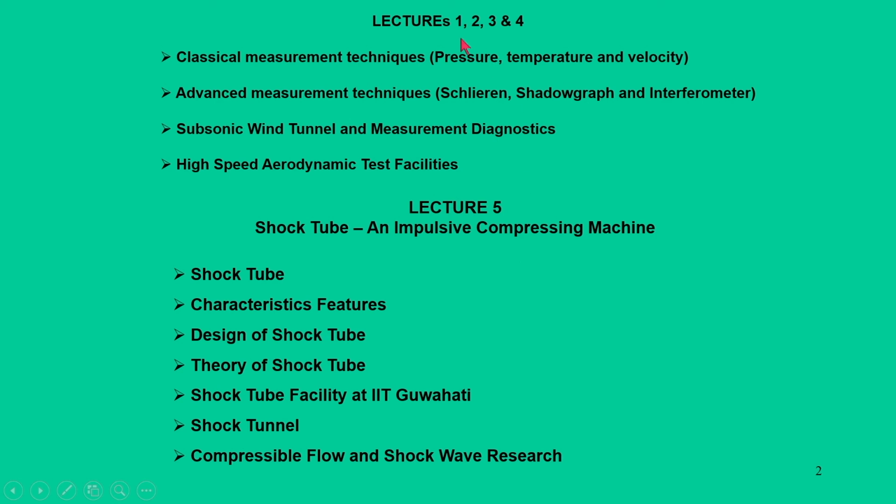In this module we have already covered 4 lectures involving classical measurement techniques such as pressure, temperature and velocity. These are nothing but the localized type measurements. Then we moved on to discussions on advanced measurement diagnostics. It involves optical methods like Schlieren apparatus, shadowgraph techniques and interferometer.